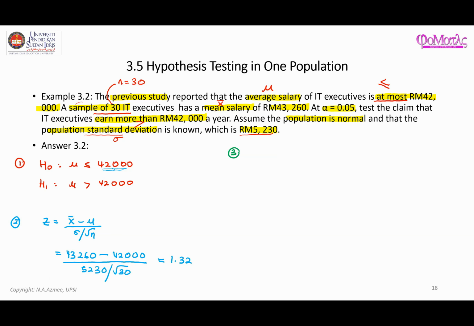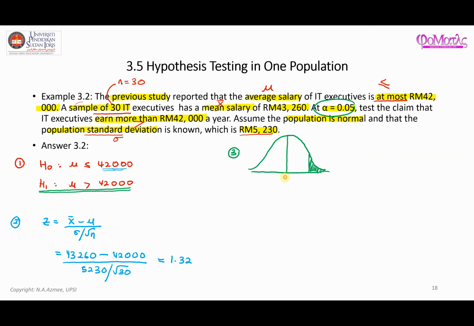The third step is we are going to sketch the critical region for this example given here. So the critical region here depends on the value of alpha, which is 0.05, and it also depends on whether it is one-sided or two-sided. So this is a one-sided hypothesis, and the direction is towards the right because the symbol used is greater than, so we know that the critical region is going to be on the right side. So this is the critical region.